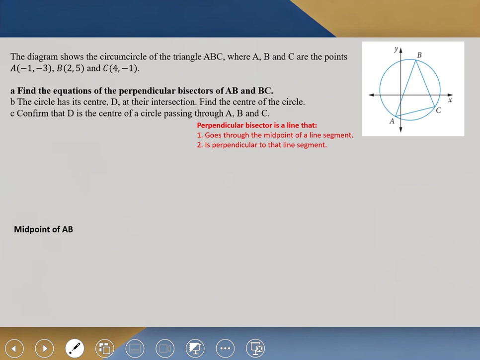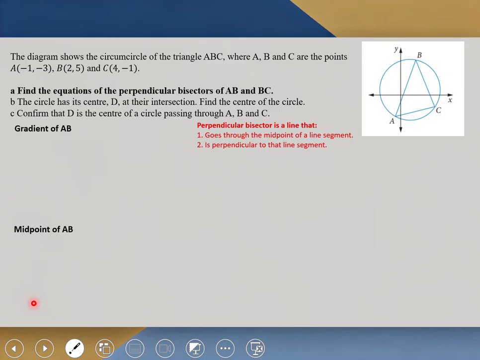The first thing we need to do here is understand what a bisector is, and that goes through the midpoint of a line segment. So we're looking at the midpoint here, and it is perpendicular to that line segment. That means we also need to understand what perpendicular means. So let's start with AB first, and then we're going to move on to BC.